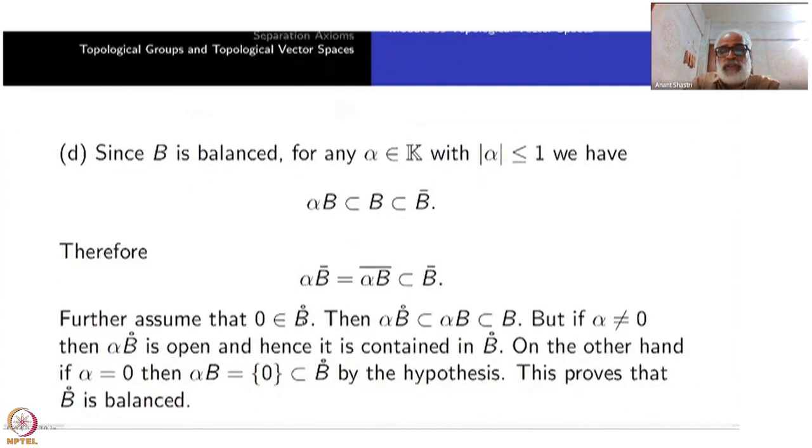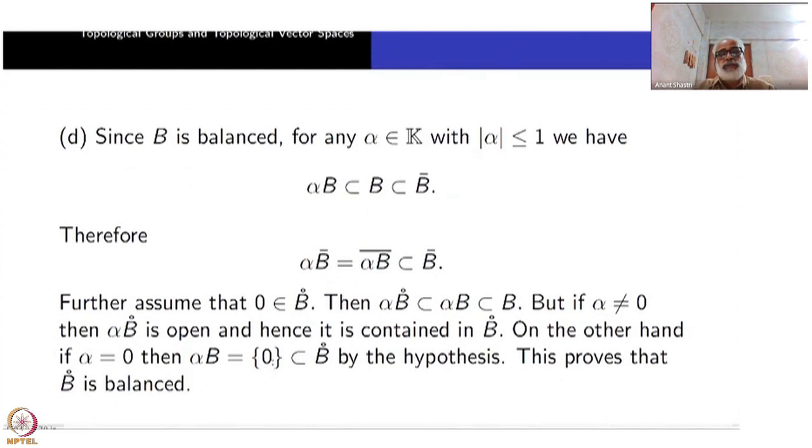Further, now we assume 0 is in the interior of B. Then alpha B interior is contained inside alpha B and that is contained inside B. If alpha is not 0, this will be an open subset. Then alpha B interior is an open subset contained inside the interior of B. On the other hand, if alpha is 0, then this will reduce to a single point. Okay, 0 is there, otherwise there will be a problem. So alpha B is 0, and 0 is already there in the interior, so you are done. Okay, alpha B interior in both cases is contained inside B, but then it is contained inside B interior. So B interior is also balanced.